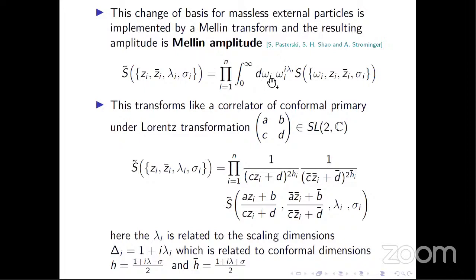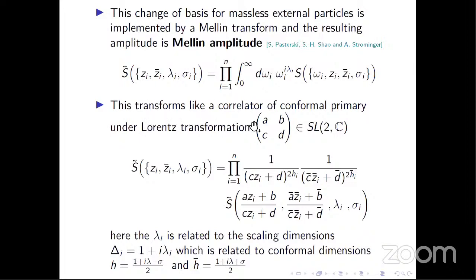So we integrate with respect to the energy scale of the null momenta, and this S is the usual scattering amplitude of massless particles, where the momenta are parameterized with omega, z and z bar, and this is the helicity. So we are integrating over all the energy scale.